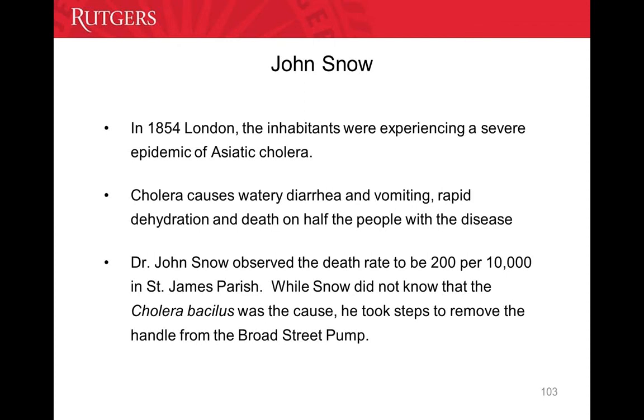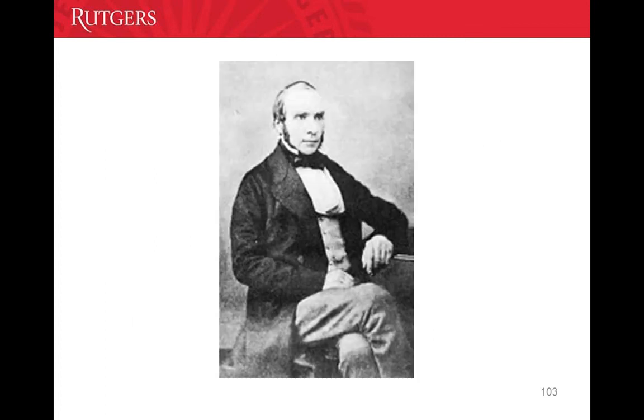1954 in London, they had a severe epidemic of Asiatic cholera. And it caused watery diarrhea, vomiting, rapid dehydration, and a lot of people died. John Snow observed this death rate to be about 200 per 10,000 in one part of London, and he noticed it was more distinct there than other places. Now, he didn't know about the cholera bacillus, but he did, through good epidemiological methods, as legend says, take the handle off the Broad Street Pump so people couldn't use that well.